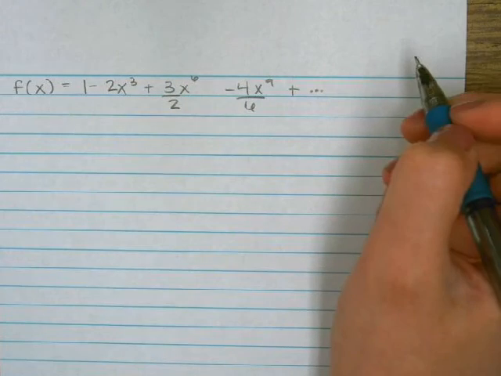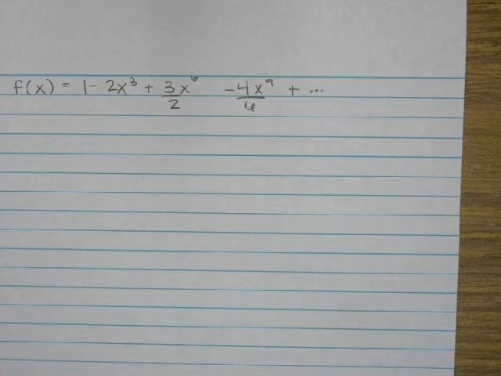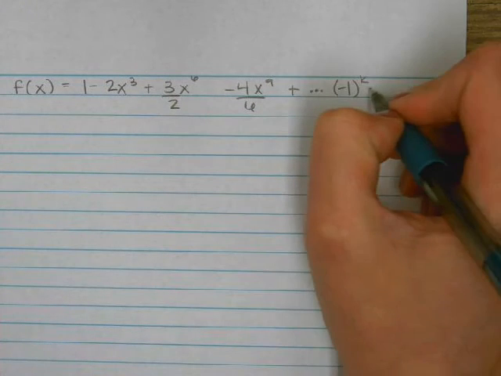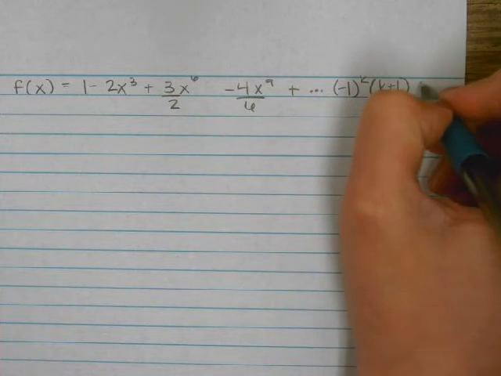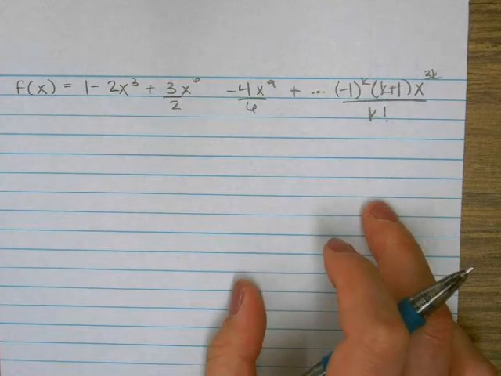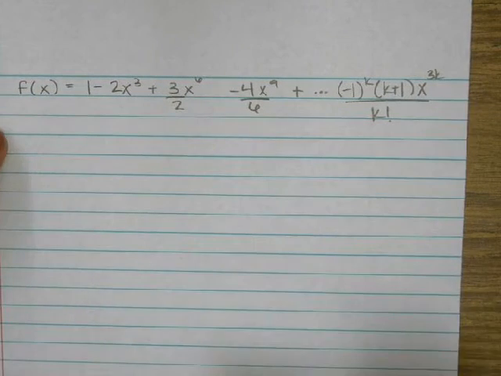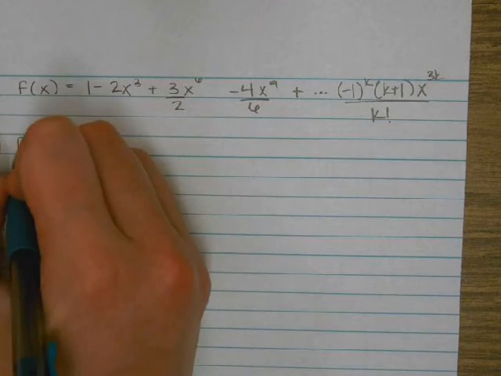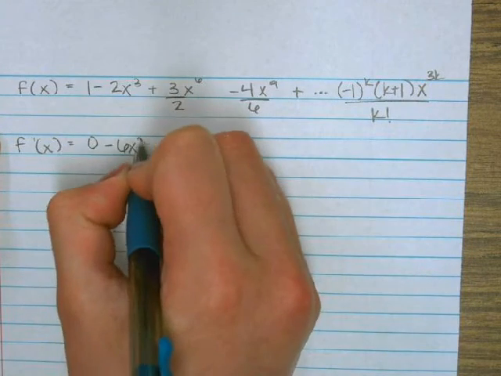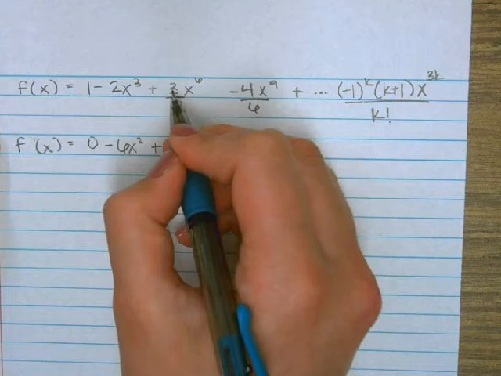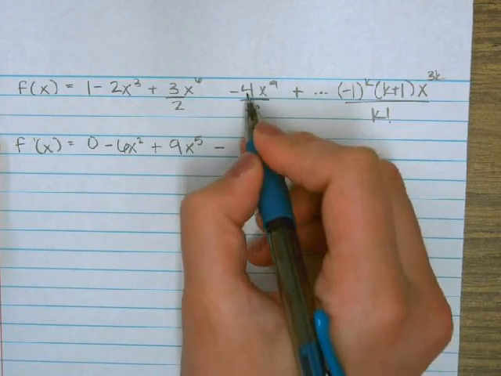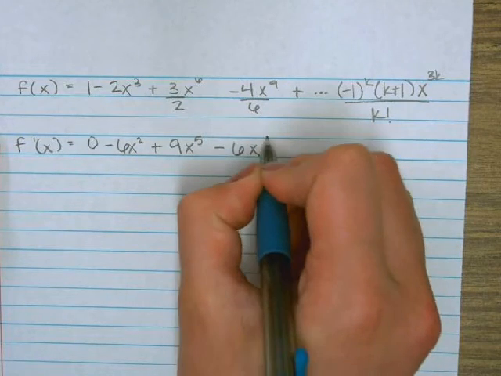And I went ahead and wrote out the general term as well, because it helps me to do that as I go and apply other things to it, like when we're going to be doing the derivative. So the derivative of f of x is 0 minus 6x squared plus 18 divided by 2 is 9, x to the 5th, minus 36 divided by 6 is 6, x to the 8th.